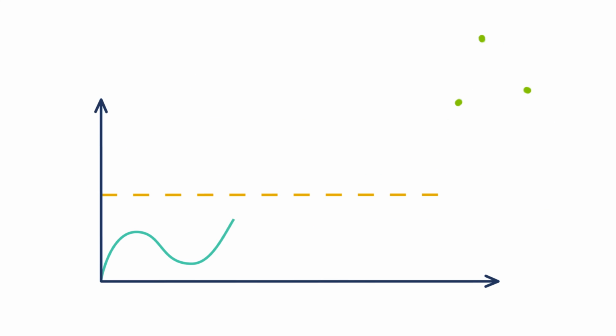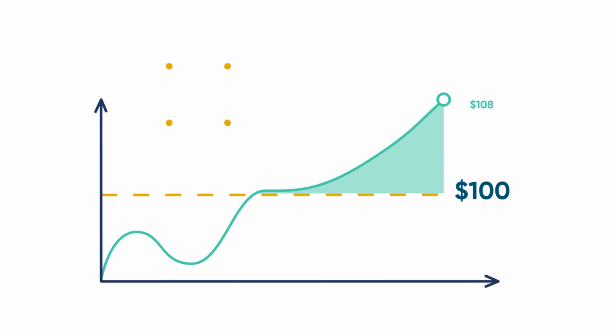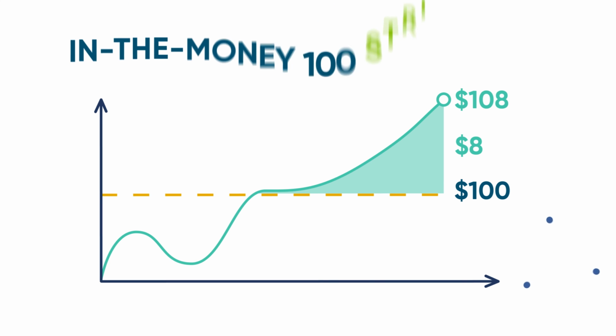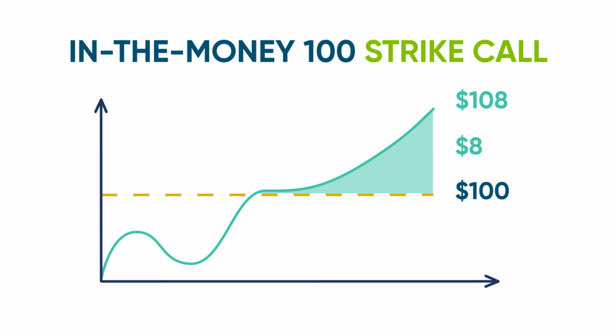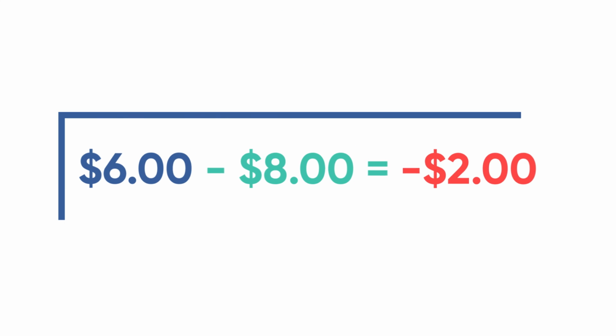If, however, the stock moves significantly to, say, $108, then it would cost you around $8 to close the straddle by buying the in-the-money 100 strike call, handing you a $2 loss or $200 notional per short straddle.